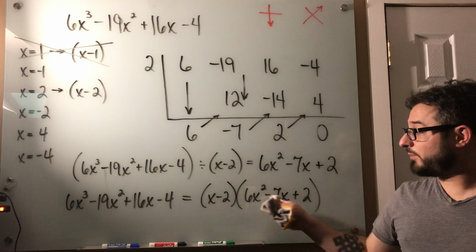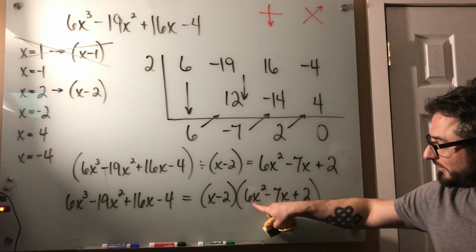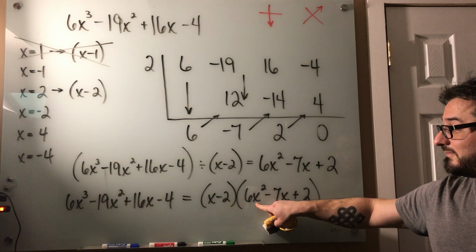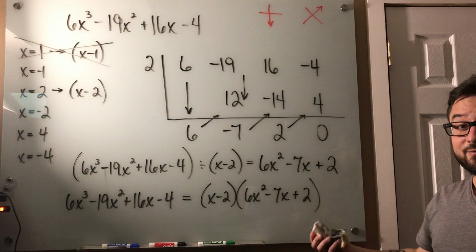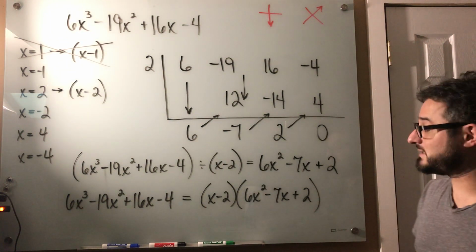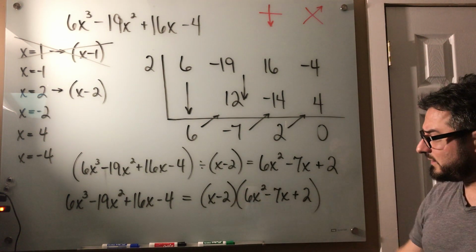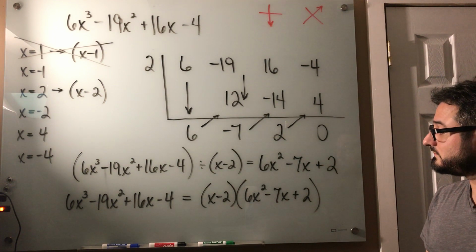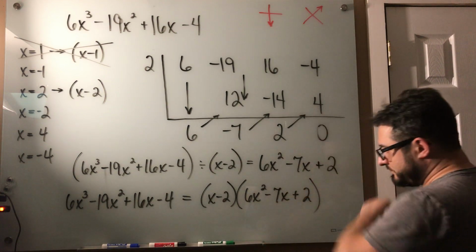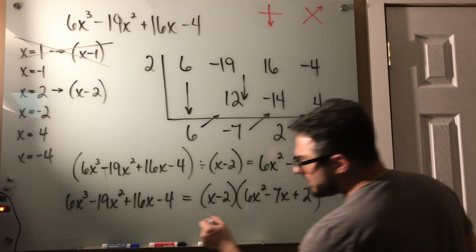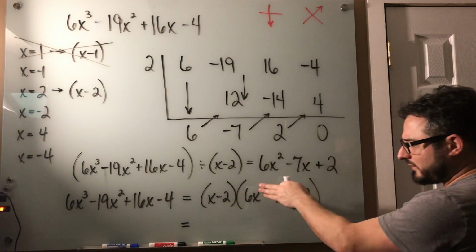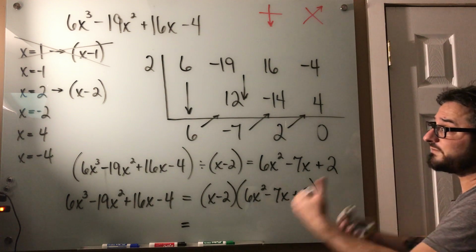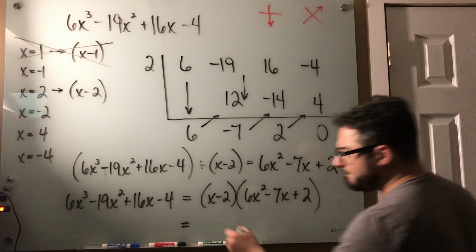We've now factored this partially, and the remaining bit of it is degree 2, meaning that we can use a quadratic factoring method, such as the AC method, since it has a lead coefficient, to take it the rest of the way through. Now, as it turns out, I'm going to leave that part off here because the point of this is the synthetic division, using division to factor a polynomial.